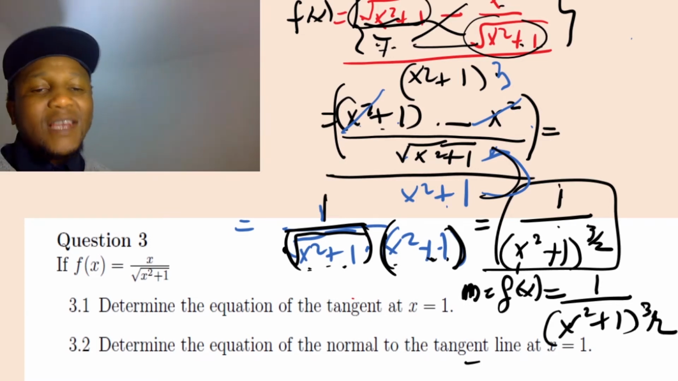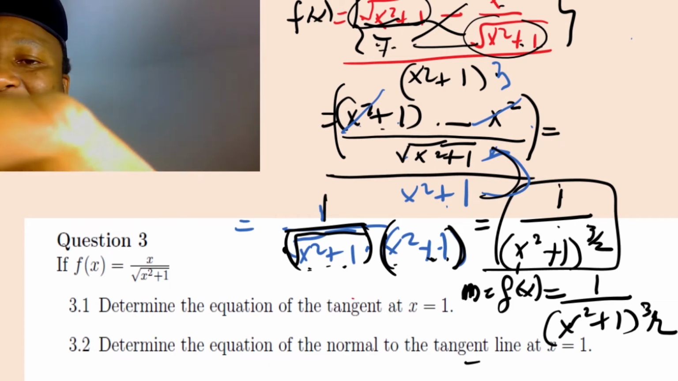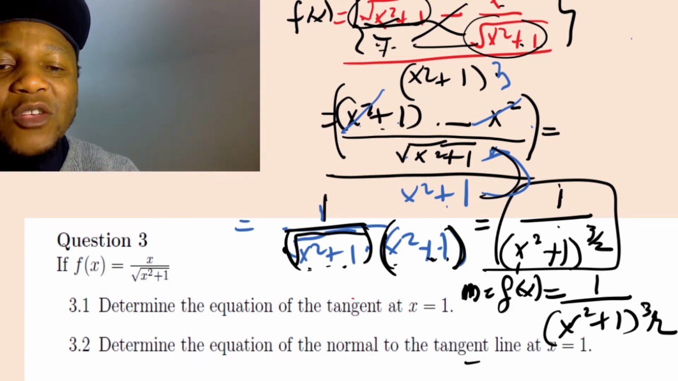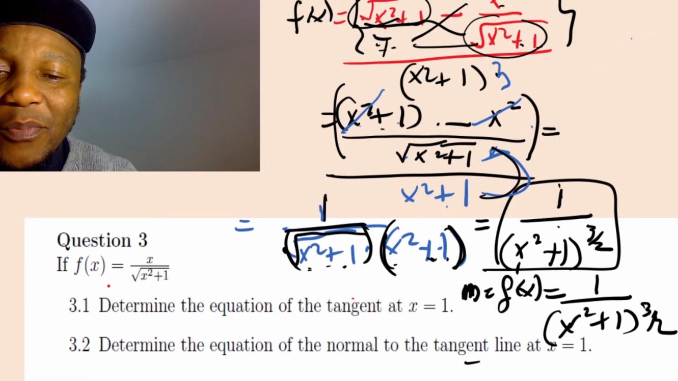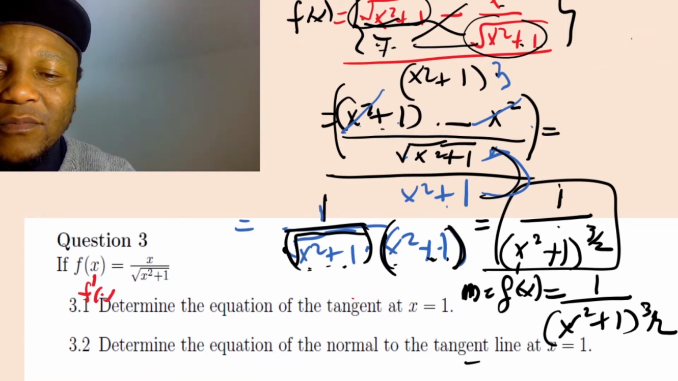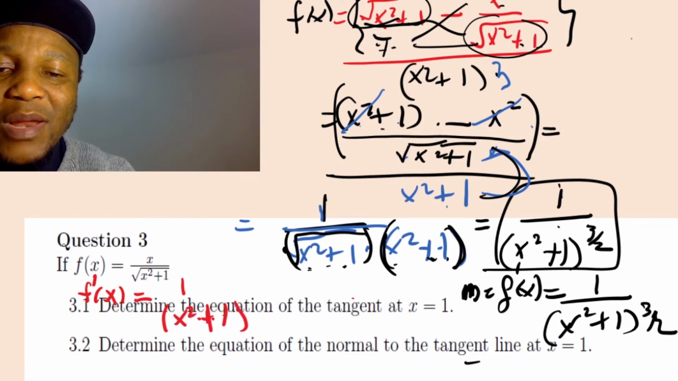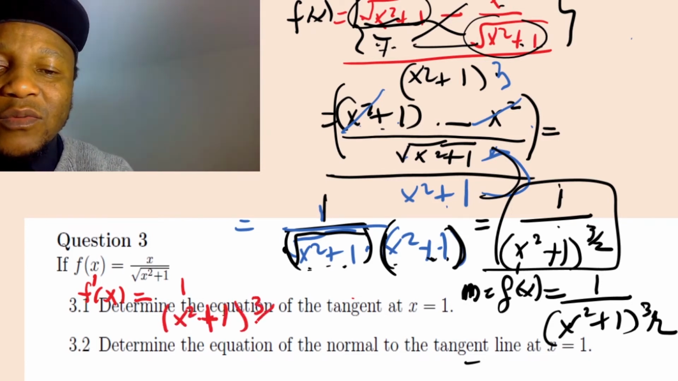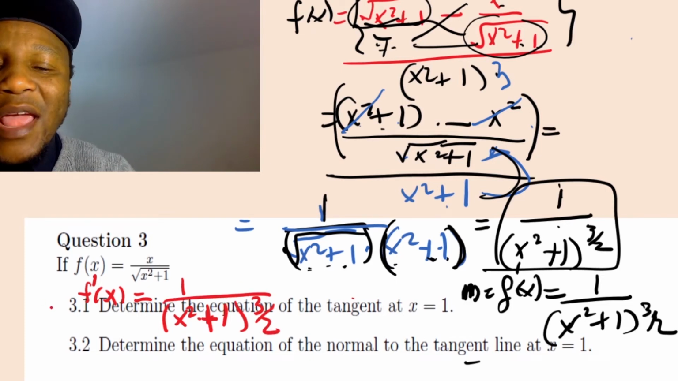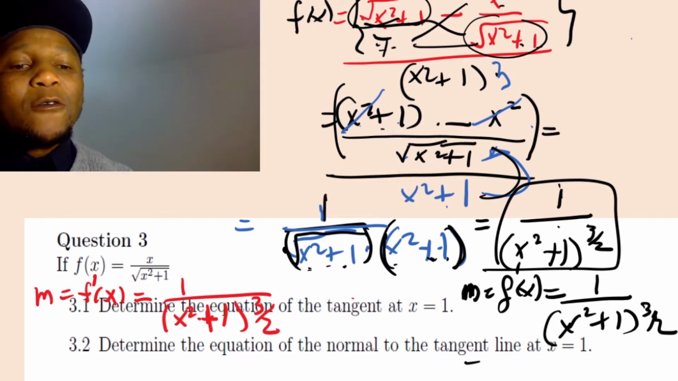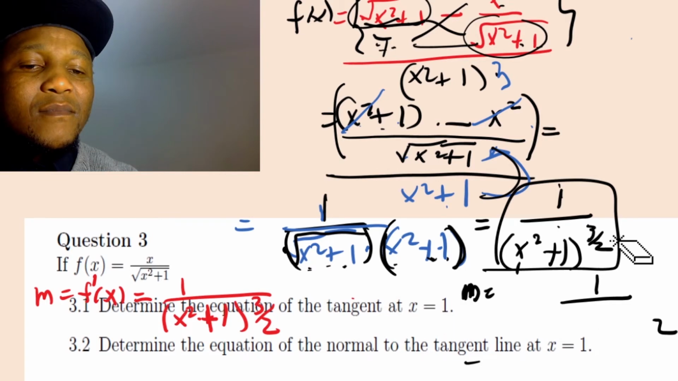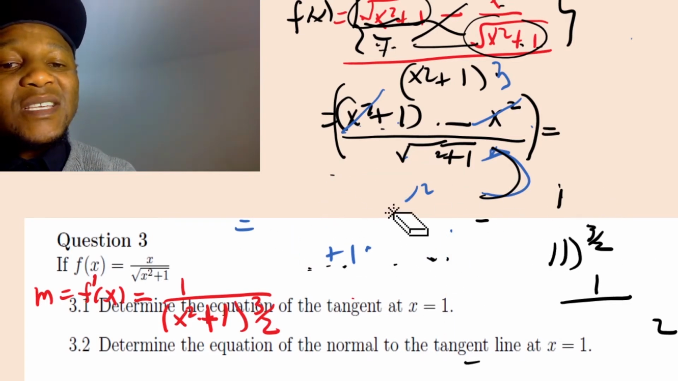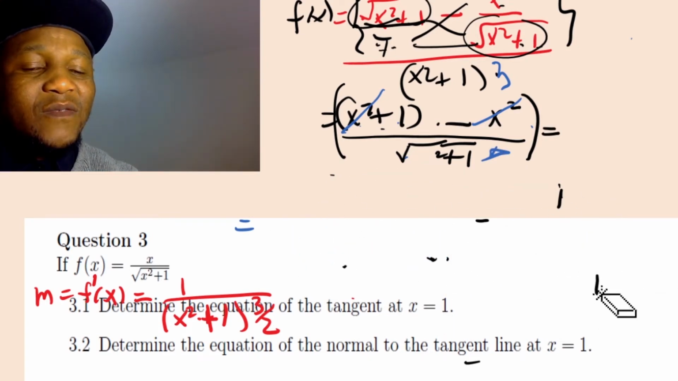But listen, we got our slope. Let me write it here aside because we're going to use it now. So our slope f prime equals 1 over x squared plus 1 power 3 over 2. That's our f prime, or you can call it slope. Now let's come back here to the equations and get it done. It's easy, man. This question is very easy.